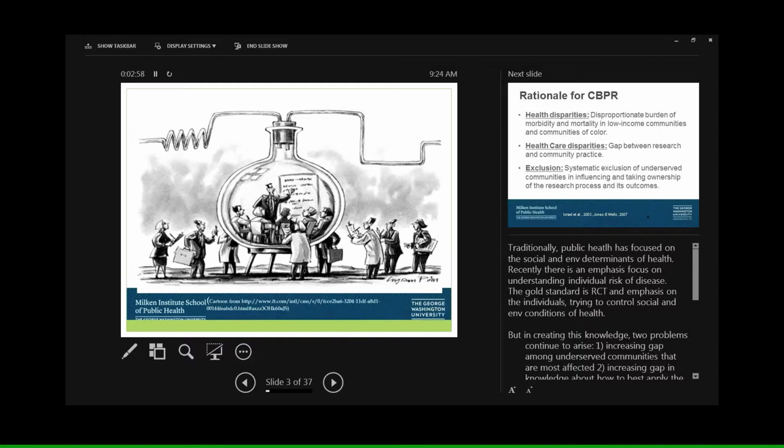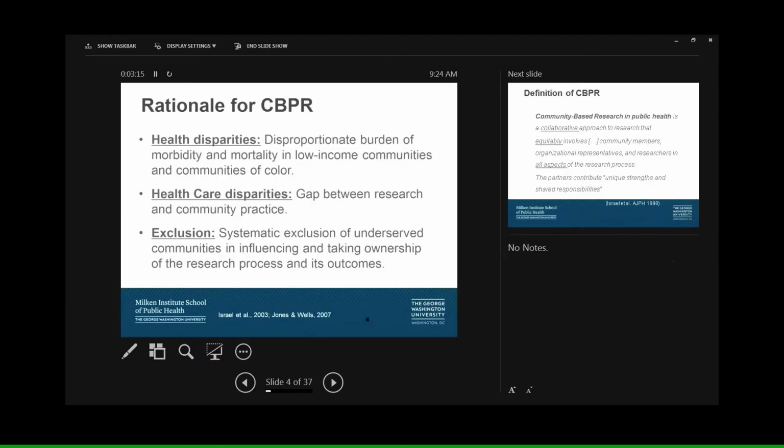And it doesn't quite address the issue of health disparities as well, because we're looking at the individual, we're controlling for social and environmental factors, and as time goes, we are seeing an increase in health disparities, particularly in the most vulnerable populations. So the rationale for CVPR is we have health disparities. We have a disproportionate burden of morbidity and mortality in low-income communities, most vulnerable communities, which also tend to be communities of color.